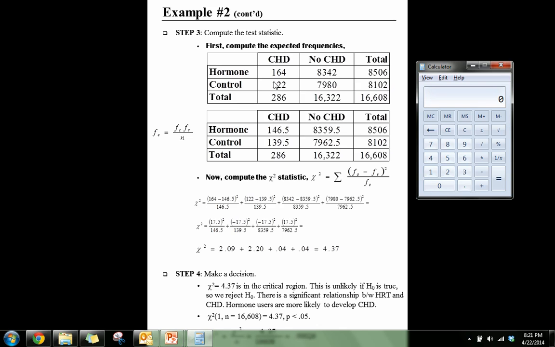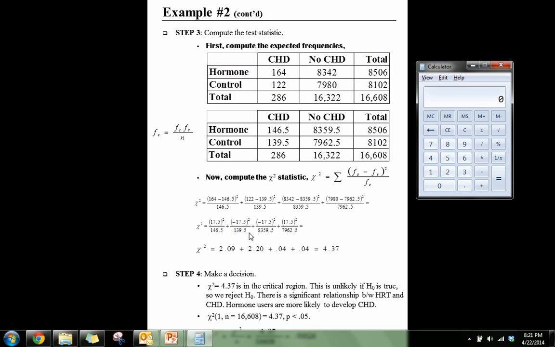So let's just look at another cell. Again, I'm looking at corresponding cells. We were referring to this as cell 1. This is cell 2. So here's the corresponding cell 1 and cell 2. So let's focus on these cell 2s. Here we take the observed value of 122. We're going to subtract 139.5. So there we have 122 minus 139.5. We square that difference and then divide by the expected value, 139.5. So that's all I'm doing with the rest of these fractions right in here.